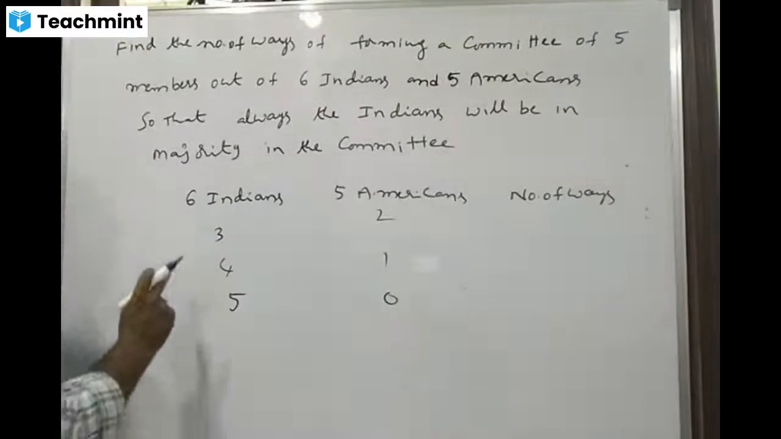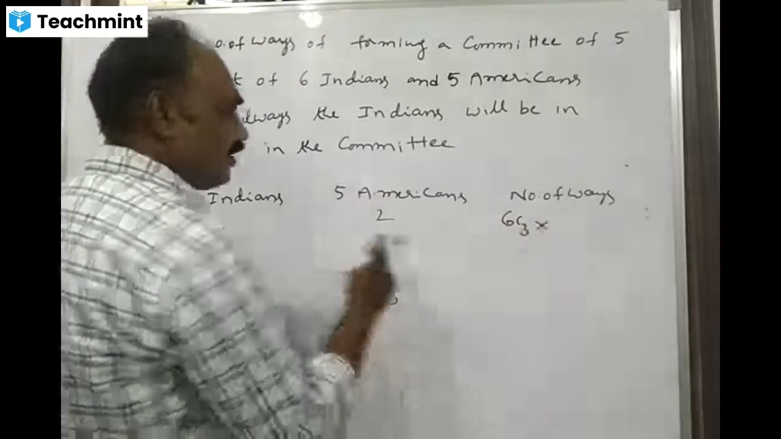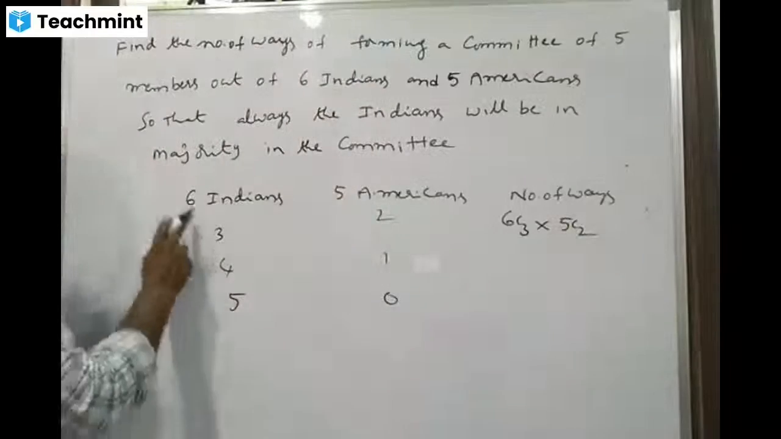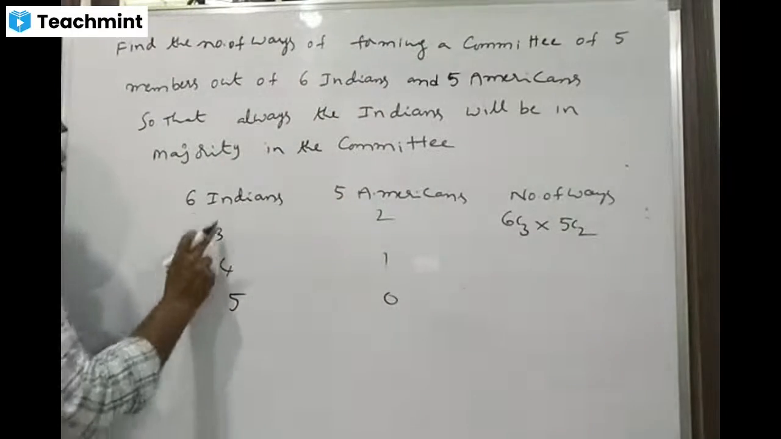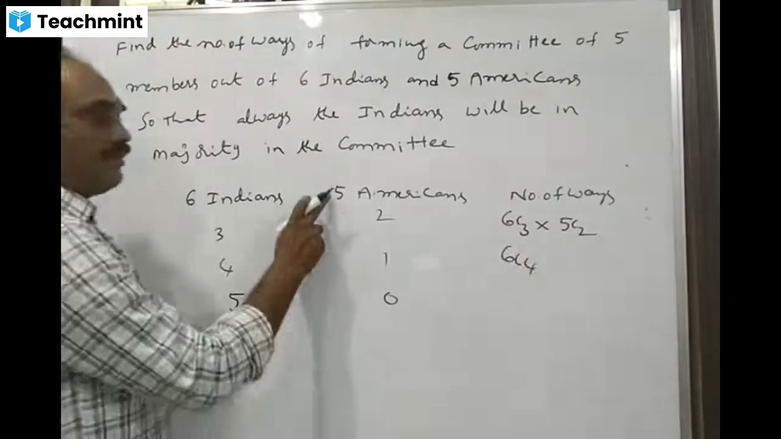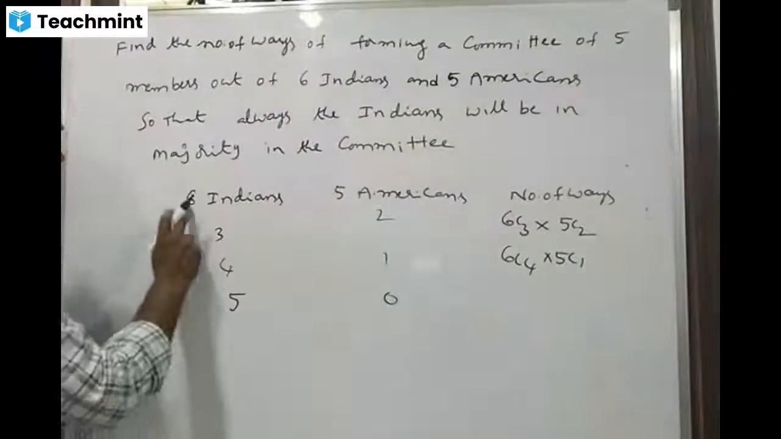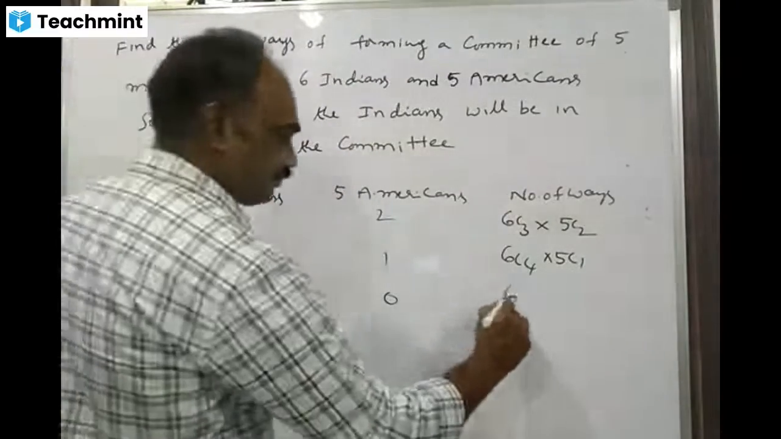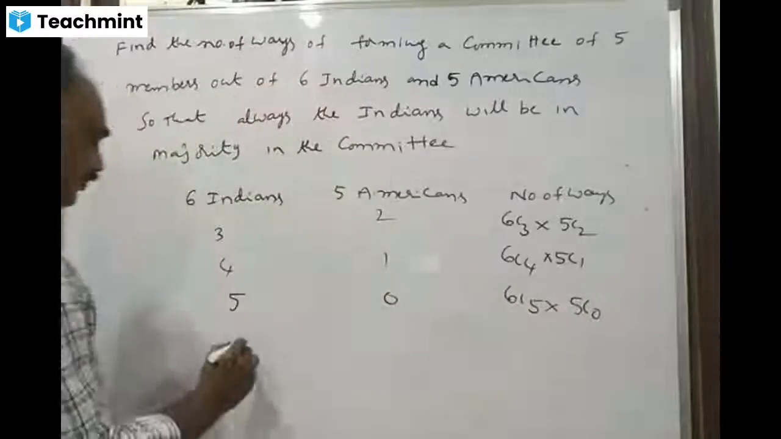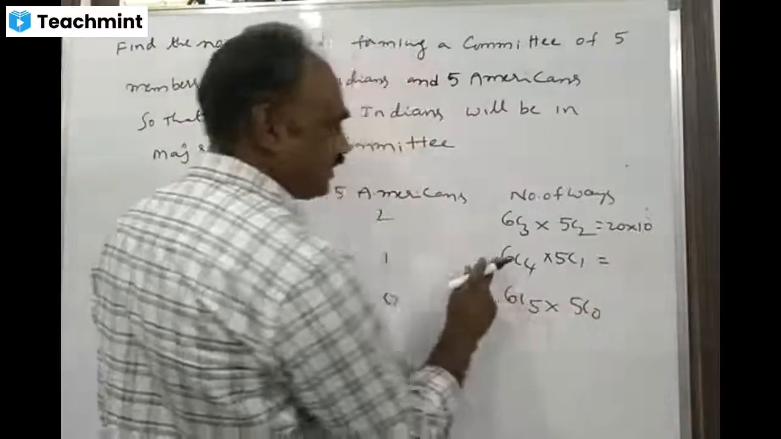Friends, the total number of ways is equal to: out of 6 Indians select 3 Indians, 6C3, into out of 5 Americans select 2 Americans, 5C2. Next, second case: out of 6 Indians select 4 Indians, 6C4, into out of 5 Americans select 1 American, 5C1. Next, third case: 6C5 into 5C0. Friends, 6C3 is 20, 5C2 is 10.